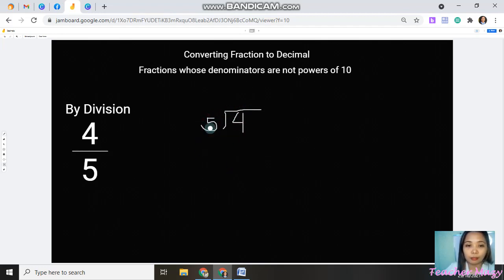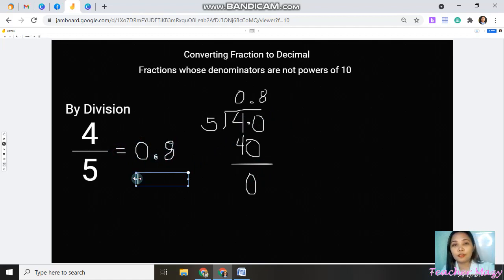So, 4 divided by 5 cannot be. So, this is 0. Let's add another 0. So, when we add another 0, mag-a-add tayo ng decimal point. Okay? So, 40 divided by 5 is 8. 8 times 5 is 40. Okay? So, that means 4/5 is equal to 8 tenths.